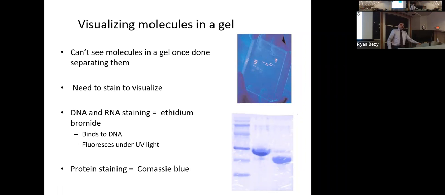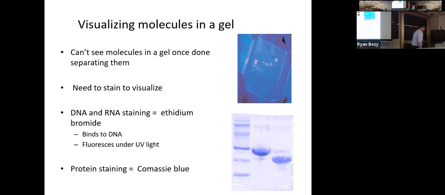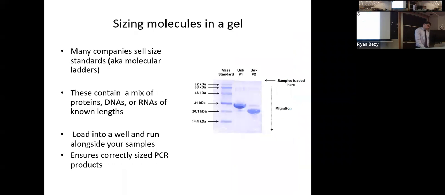Protein gels, you can't really stain them with ethidium bromide. You need something else, and this is a protein gel right here. They use a special stain called Coomassie blue. Coomassie blue binds to proteins in general and has a really strong blue coloration to it. So it allows you to visualize where proteins are in the gel as well.